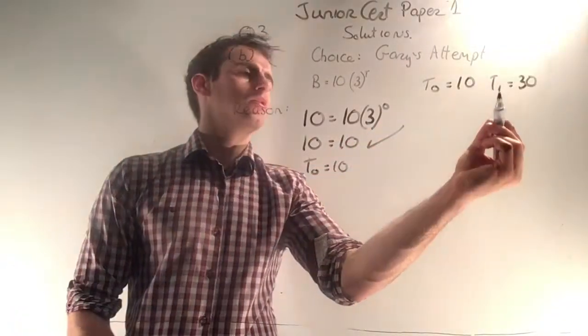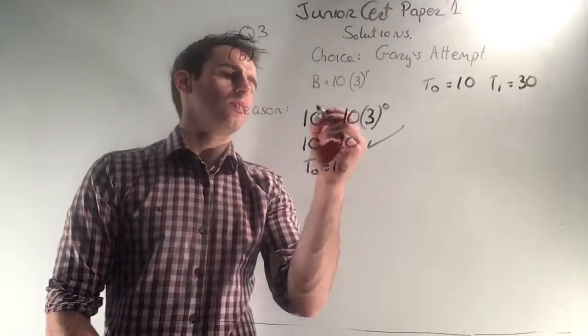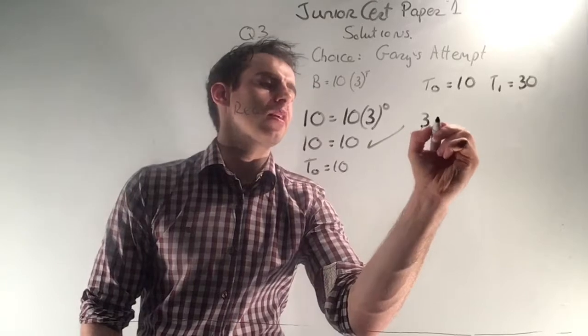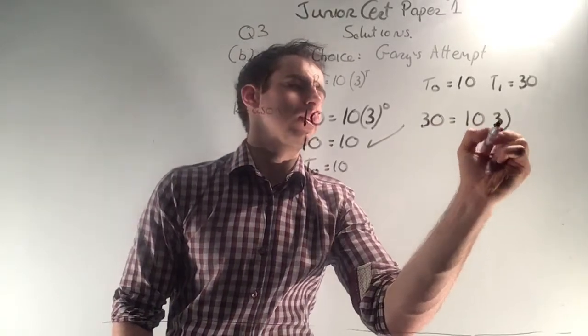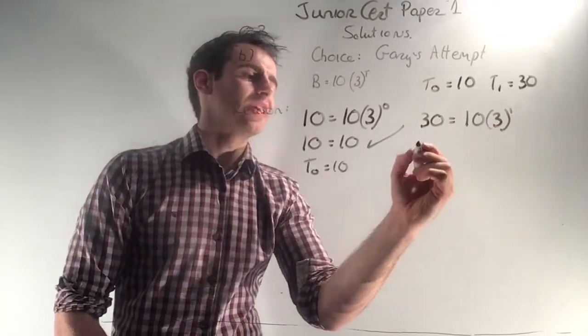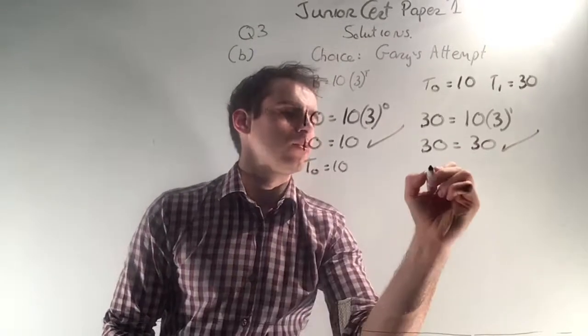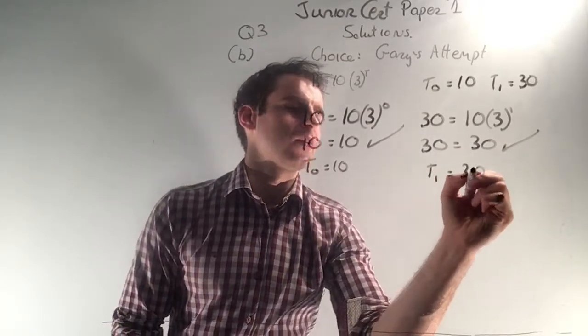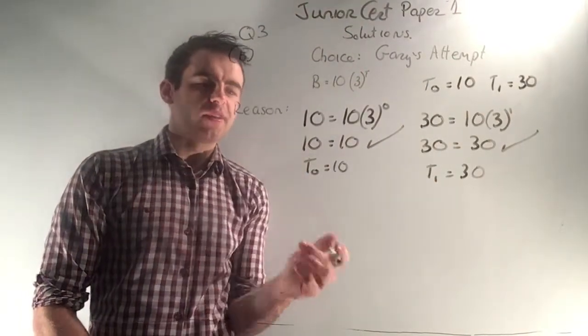So now I'm also going to verify that when t equals 1, the whole thing equals 30. So if I sub that in, instead of a b, I can put in 30, and the right-hand side becomes 10 times 3 to the power of 1. 3 to the power of 1 is 3, multiplied by 10 is clearly 30. So I'm left with 30 equals 30. That one's true as well. So that'll be your first reason why Gary is correct. So that's why you chose Gary's attempt.